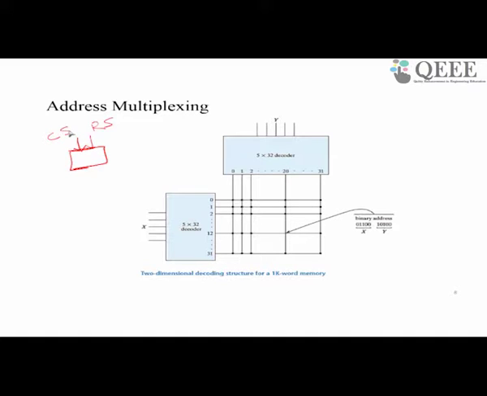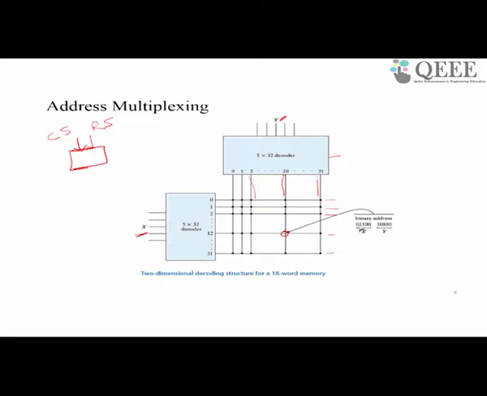So the entire 10 address lines are divided into 2 groups of 5 each. One we call X, another we call Y. The lower order 5 lines, which represent X, are given to a 5 to 32 decoder, and it selects one of these rows, while the higher order 5 lines, which we call Y, are given to a 5 to 32 decoder, which will select one of these columns. Therefore, for a given unique 10-bit address, one row and one column is selected, and therefore only one cell is selected.